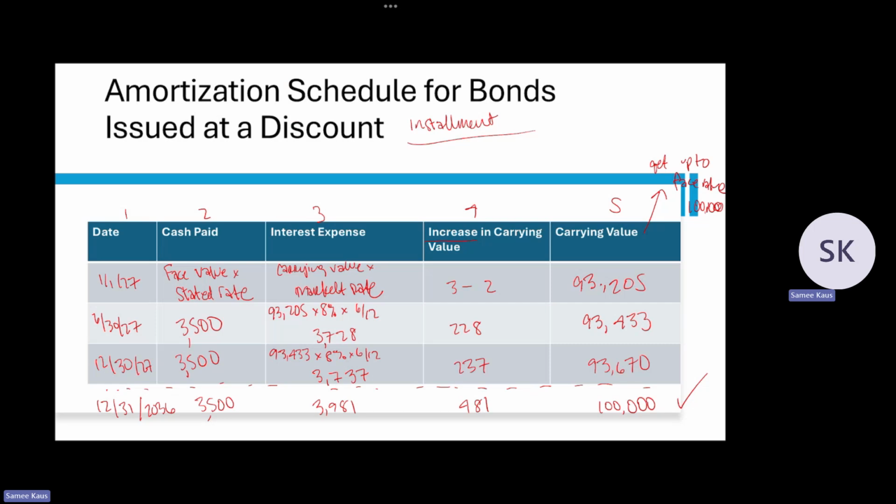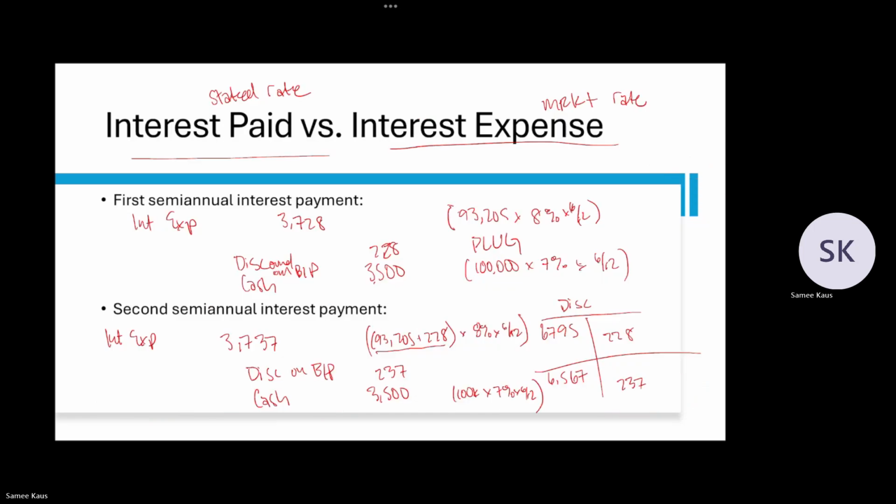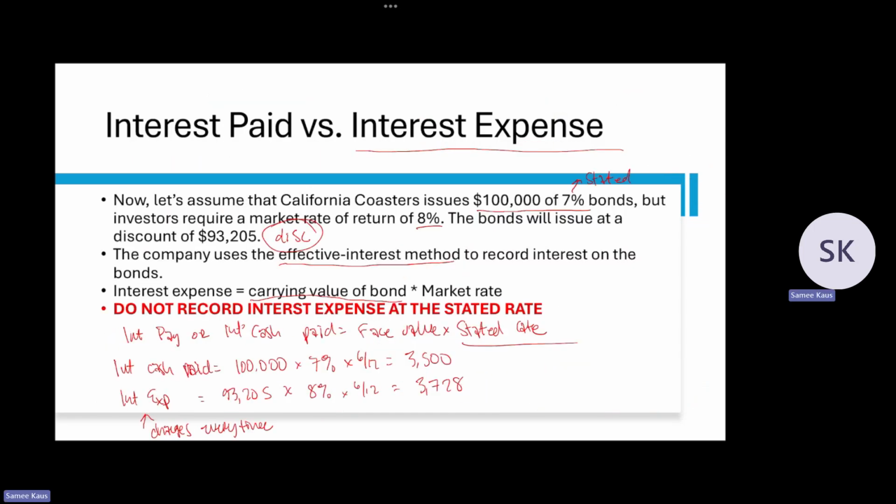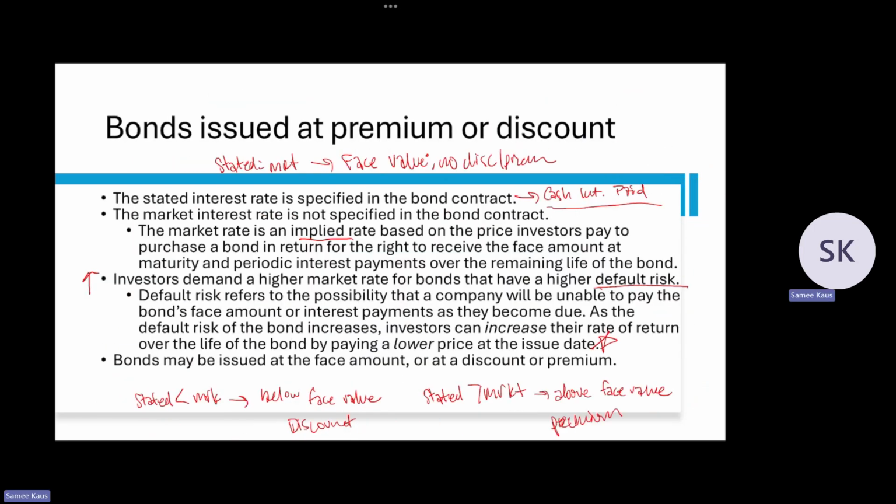Because the only difference, right, is that this premium is because my stated rate, if I go all the way back over here, if I issue it at a premium, then my stated rate is greater than my market rate. So if you know a discount or you know a premium, then you know the other one just by association.